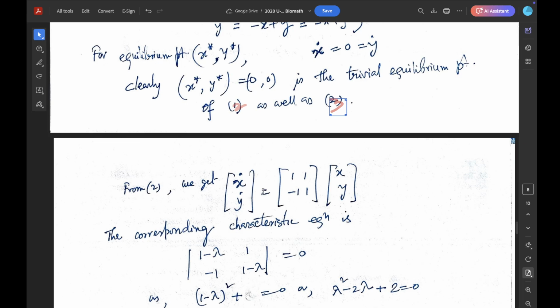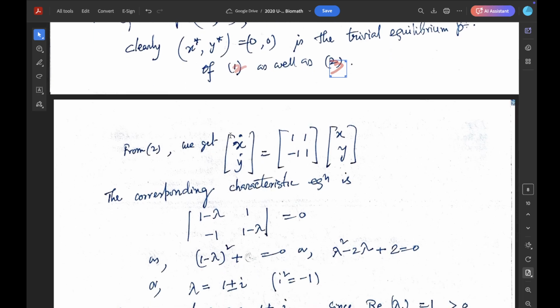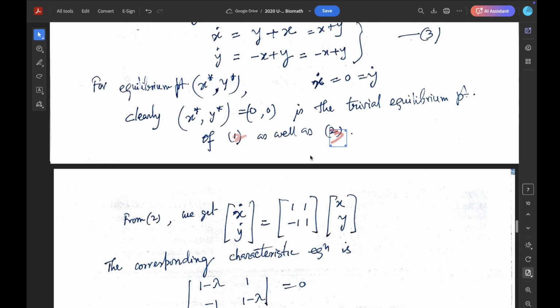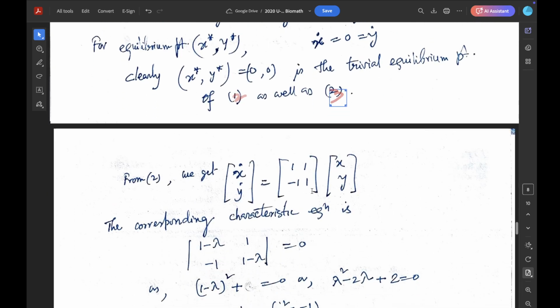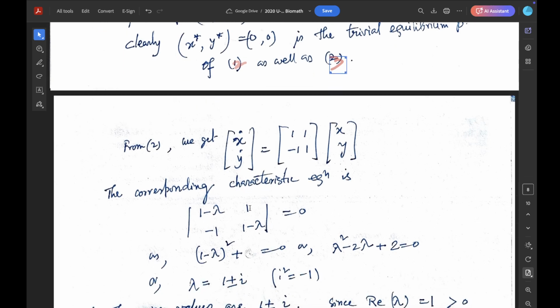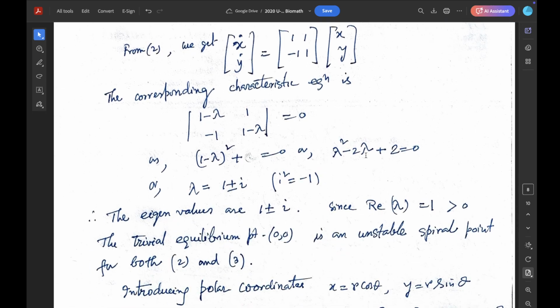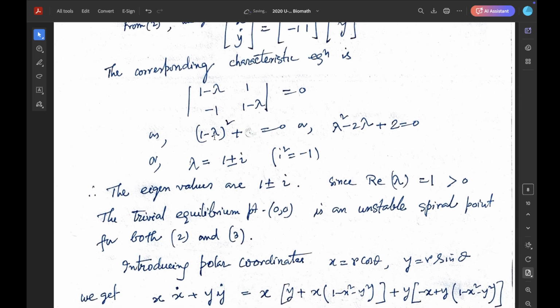From 2 we get this in matrix form: the column matrix (x dot, y dot) equal to the matrix [1 1; minus 1 1] times (x, y). The coefficient matrix is this. So the corresponding characteristic equation is the determinant of [1 minus lambda, 1; minus 1, 1 minus lambda] equal to 0. So we get lambda squared minus twice lambda plus 2 equal to 0. So lambda equal to 1 plus or minus i, and hence the eigenvalues are 1 plus or minus i.